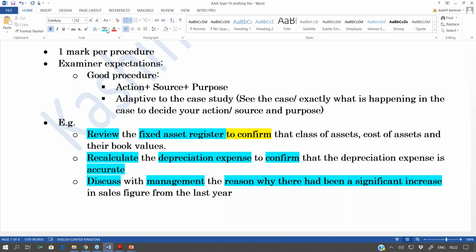I cannot explain adaptive through examples, but I can explain adaptive through a case study, which comes in the later part of the webinar today. Is everyone clear on 1 mark per procedure and how to go about it? Is everyone clear about how to go about 1 mark per procedure, the definition of a good procedure, and how to take marks before we get to the drilling process of a procedure? Okay, let's do the second thing.